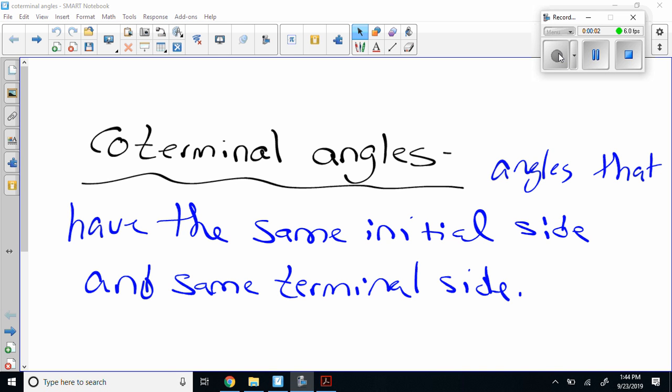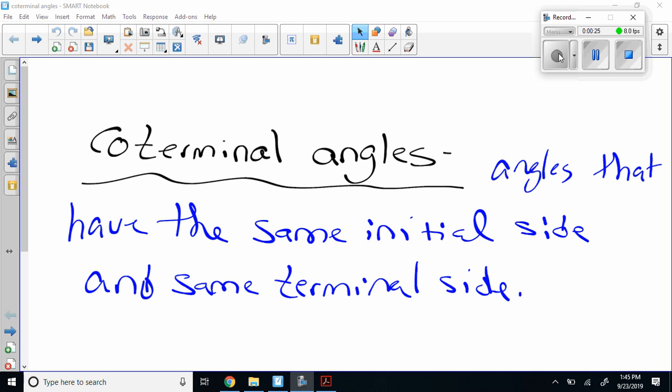Okay, so it's Monday, the 23rd of September, and we're looking at coterminal angles. We've already seen this before, but I want to go back and hit this because we need to look at coterminal angles between 0 and 360, or 0 and 2 pi. So within one revolution, correct? No matter what we're given.